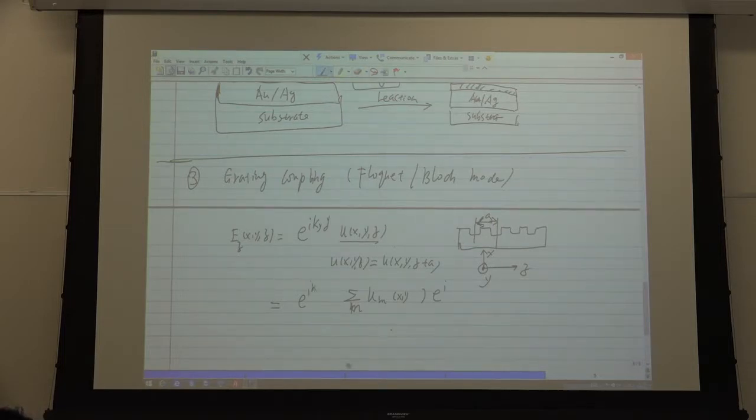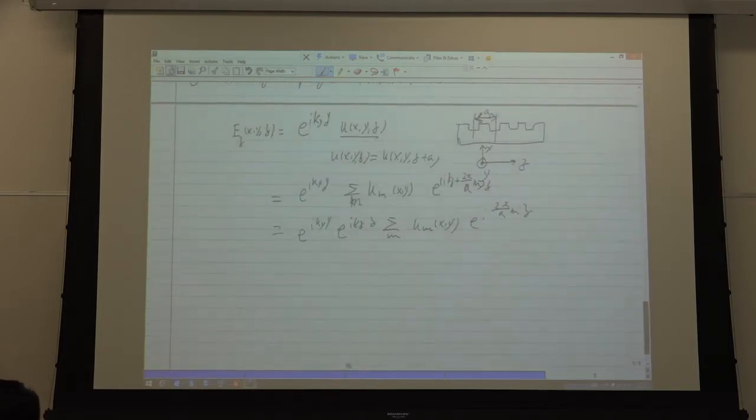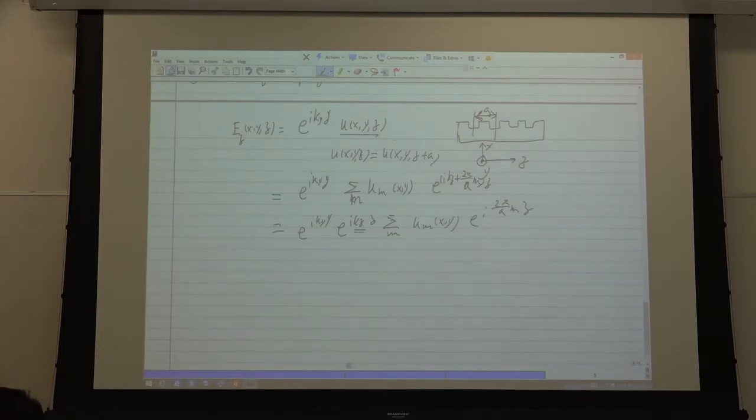So here, I just expanded with plus 2 pi over a, times m. Then it has z here. So finally, I get e^(iK_y y) e^(iK_z z) sum over m of U_m(X, Y) e^(i 2 pi m z / a). We get this expansion. So this K_z is arbitrary, this is a Bloch mode.